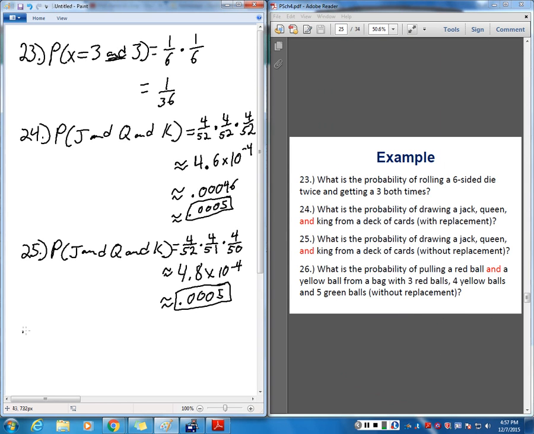Number 26. Find the probability of pulling a red ball and a yellow from a bag with 3 reds, 4 yellows, and 5 greens without replacement. So you don't put them back in. Probability of red and yellow. So the first time you pick, there are 3 reds, and the total number of balls is 12. 3 plus 4 plus 5. And you're going to pick again. You keep your red ball, assume you got a red. There are 4 yellows, and now there are 11 balls left in the bag.